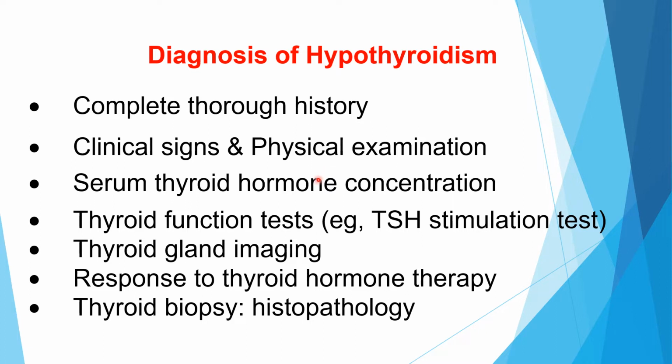Hypothyroidism is further confirmed by these following tests: serum thyroid hormone concentration, thyroid function test by thyroid stimulating hormone stimulation test, thyroid gland imaging, response to thyroid hormone therapy, and histopathology of thyroid biopsy. These are the steps. One or more steps are required to confirm the suspicion of a hypothyroidism case.